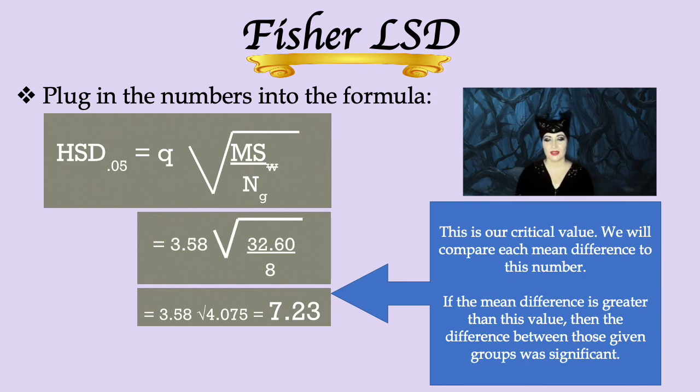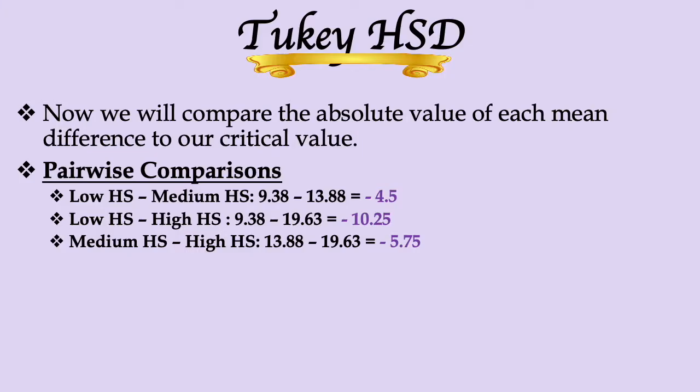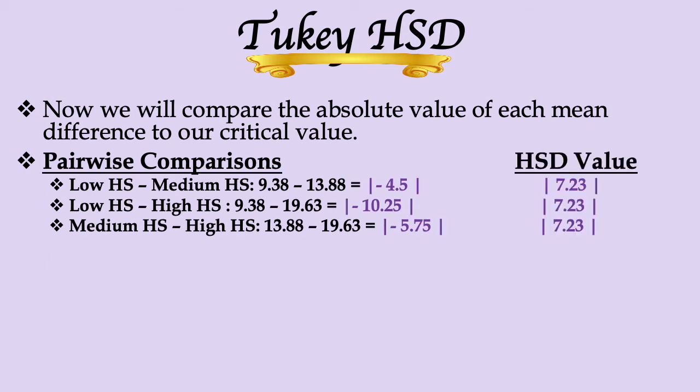I'm going to compare each mean difference to this particular number. If the difference that I've calculated is greater than this critical value, we conclude that there are differences between the groups. If my mean differences are smaller than this critical value, we conclude that there are not differences between those given groups. Let's see what happened. Once again, I'm going to do a comparison of the absolute value of my means that I've calculated and the critical HSD value. And so is the absolute value of 4.5 greater than or less than the HSD value of 7.23? Looks like it's less than.